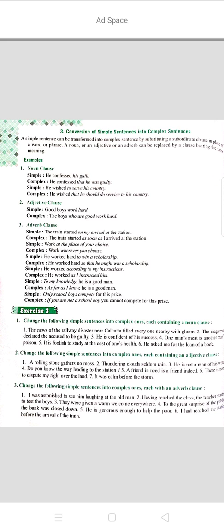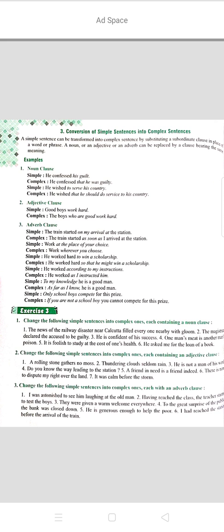See, a simple sentence can be transformed into complex sentence by substituting a subordinate clause in place of a word or a phrase. You can just place a subordinate clause in place of the word or the phrase which is given, right? A noun or an adjective or adverb can be replaced by a clause bearing the same meaning. You can replace the noun, the adverb, the adjective by its own clause. You can use a noun clause, adjective clause, or adverbial clause, which consists of the same meaning.